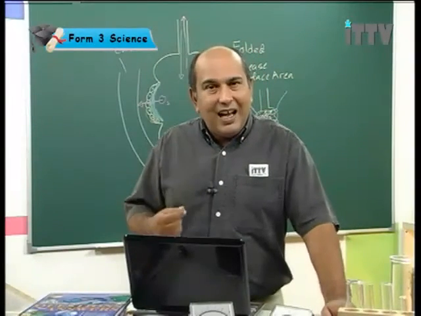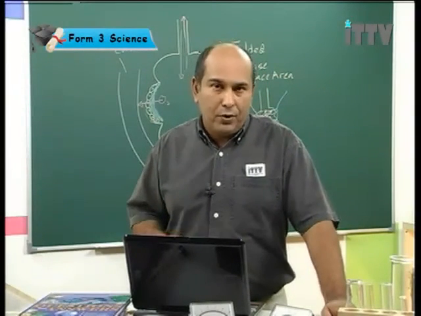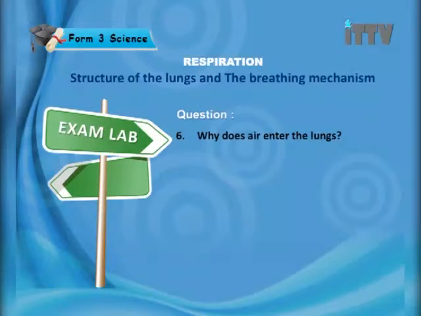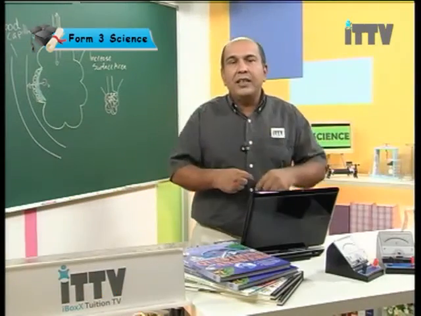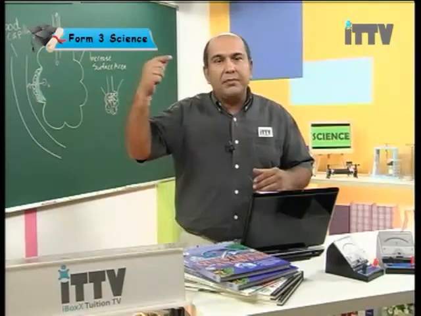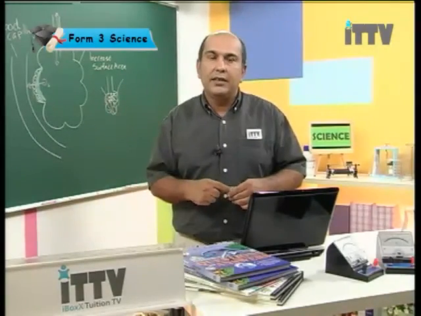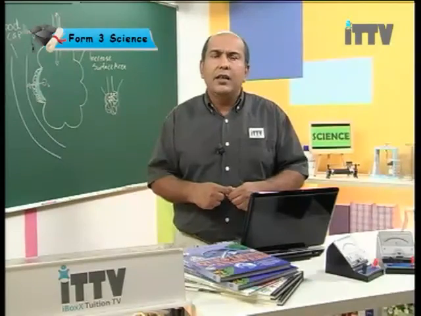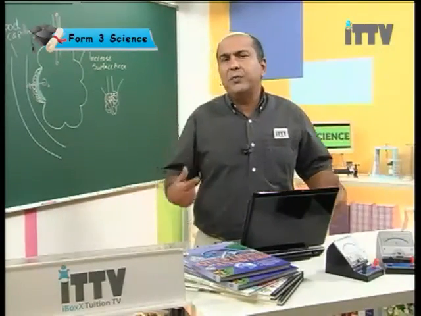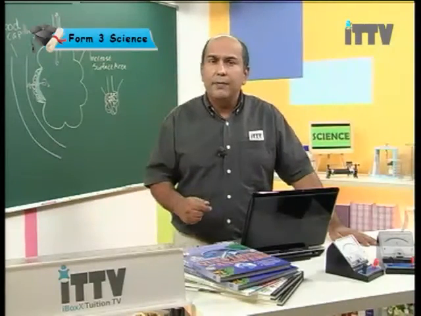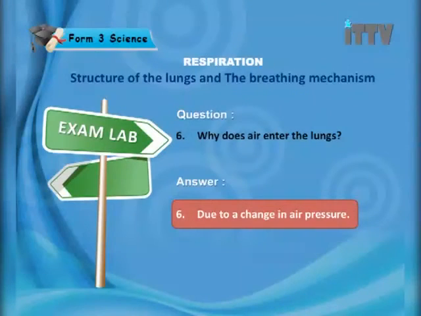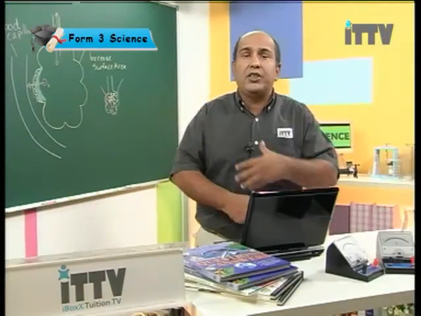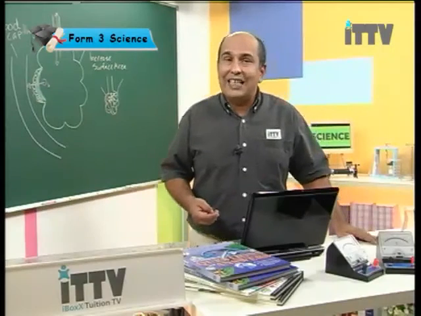Now that we've had a look at how the air enters, let's try a couple of questions on the topic. Why does air enter the lungs? Remember, if air is entering the lungs, the pressure outside must be higher than the pressure inside. If you have low pressure inside, the volume must be high or low? Let's check the answer. Due to a change in air pressure. How does air enter the lungs? Due to a change in air pressure. And we change this air pressure by playing with the volume inside the thoracic cavity.